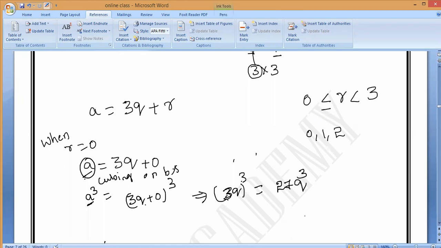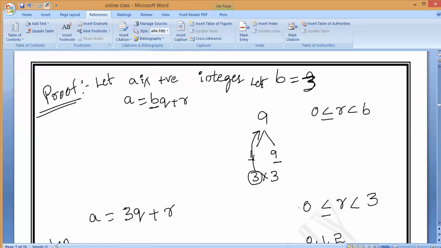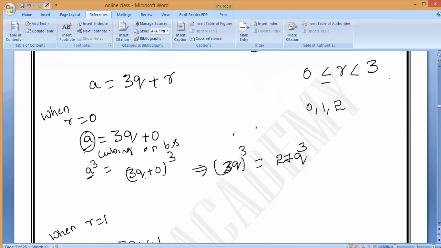But here we have to show it in the form of 9m. The cube of a positive integer is of the form 9m, 9m plus 1, or 9m plus 8. So now how can we write 27q cube in the form of 9m?